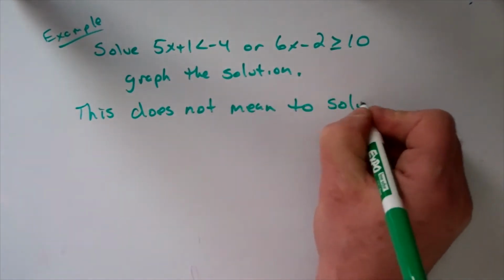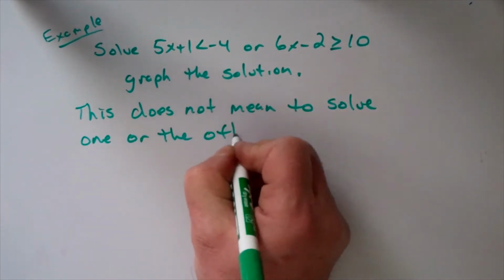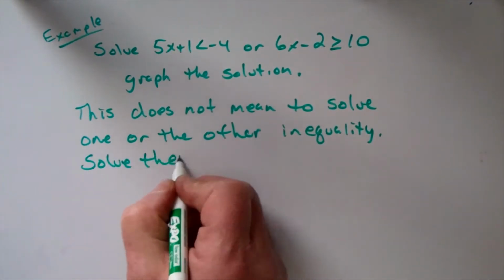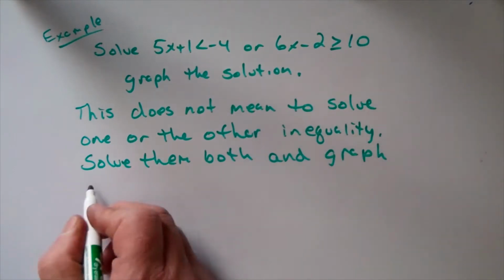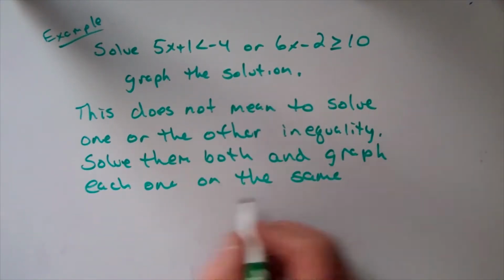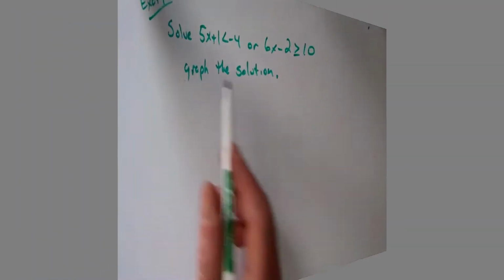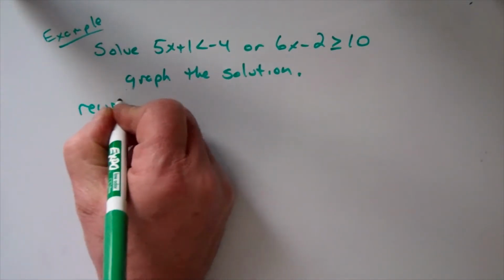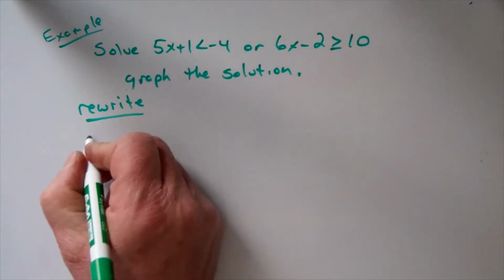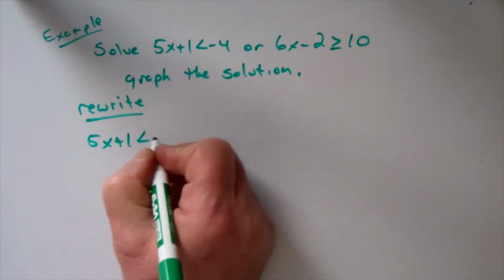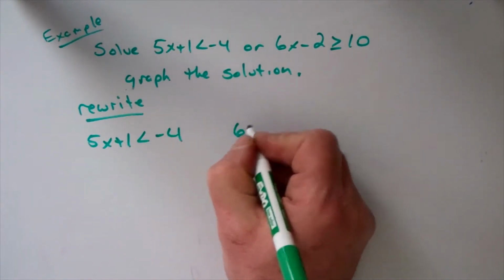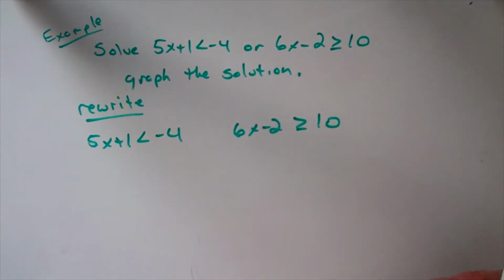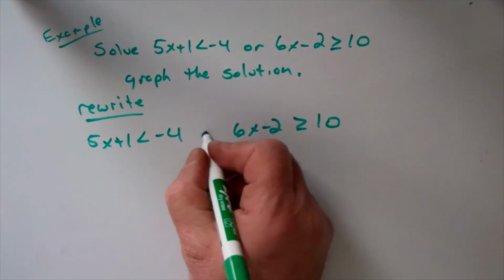Now, this does not mean to solve one or the other of the inequalities. What you want to do is solve them both and graph them both on the same number line. So, let's do it. So I have 5x + 1 < -4. And then I have another inequality, 6x - 2 ≥ 10. I'm just going to solve both of these individually.